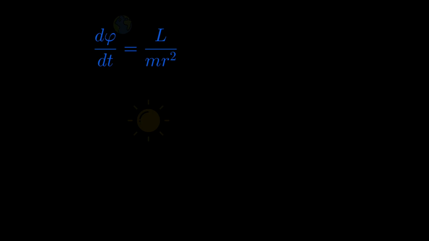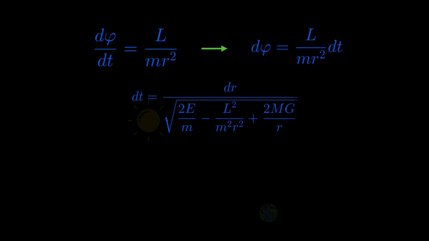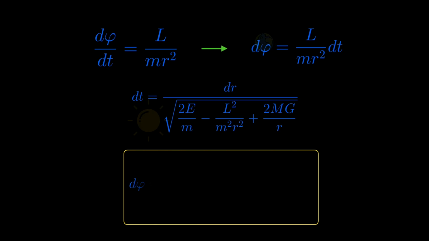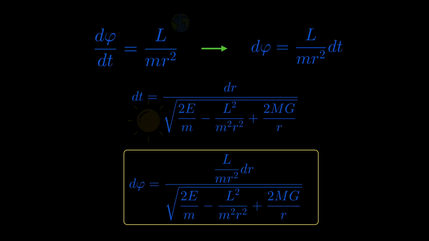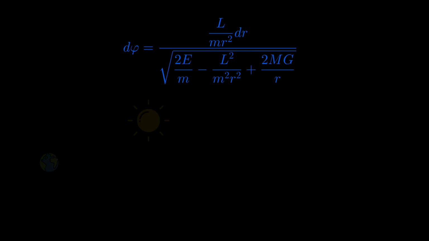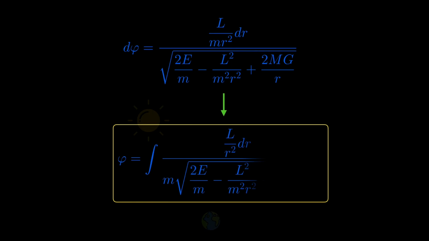So we rewrite the differential equation for phi dot such that we have an expression only for d phi. And then we plug in our expression for dt, which we calculated just a second ago. This gives us this monster-looking expression for d phi containing all types of letters. The last step is to integrate both sides. Integrating the left side is easy, this just gives us phi.